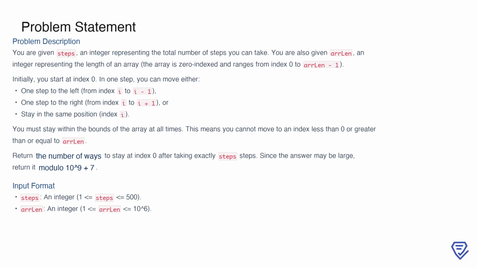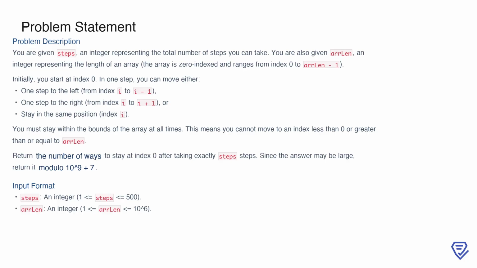The problem starts by describing the setup. You are given two inputs, steps and ARR_len. The steps variable represents the number of steps you can take, and ARR_len refers to the length of a zero-indexed array that spans from index 0 to ARR_len - 1. You begin at index 0, and with each step, you can choose to move one step to the left, one step to the right, or stay in the same position.